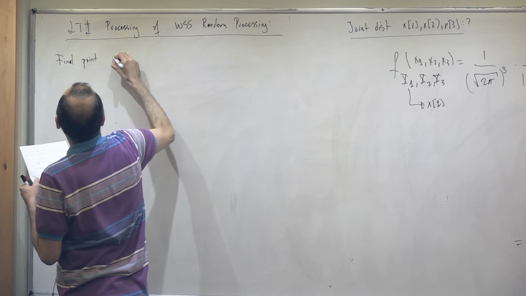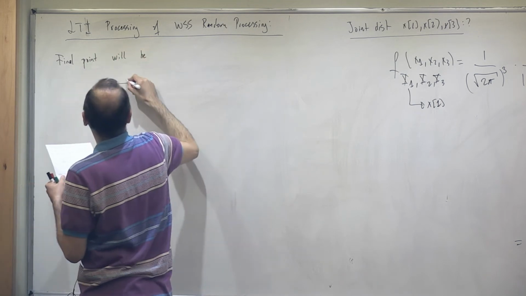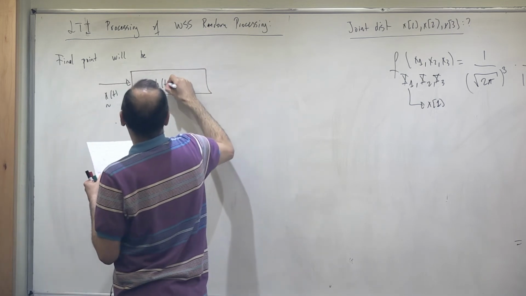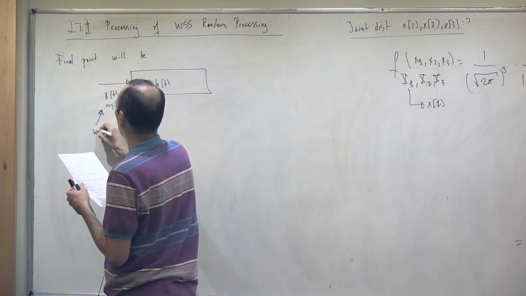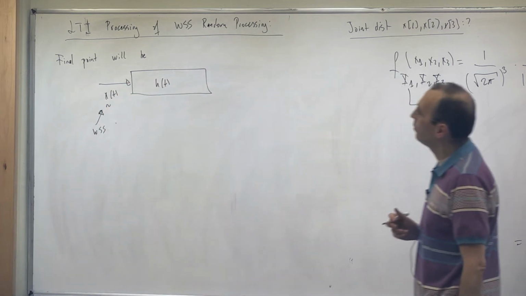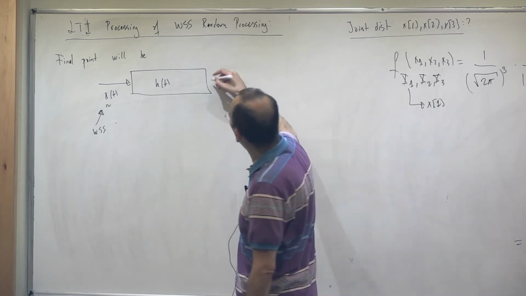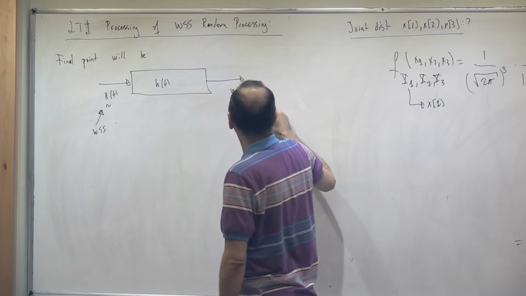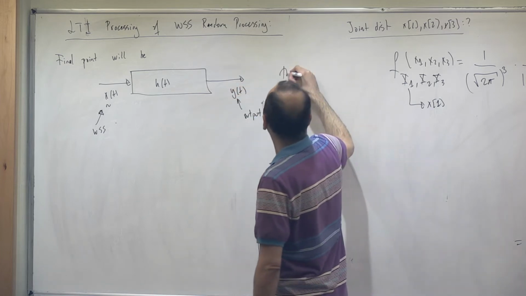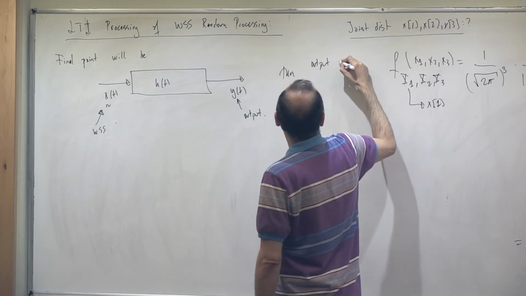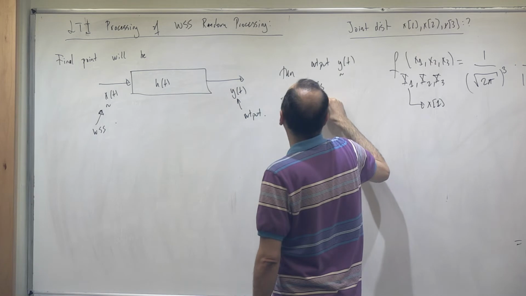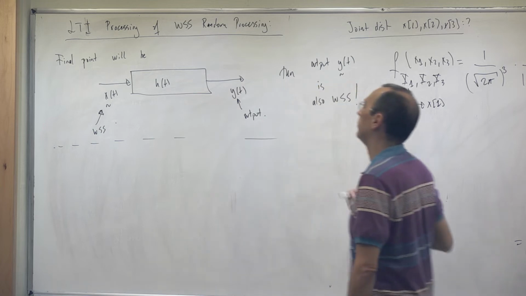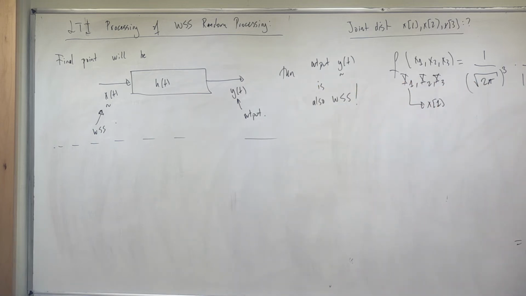My final point will be the following diagram. If x of t is wide-sense stationary, and I have an LTI filter with impulse response h of t, then let me call this y of t my output. Then the output process is also wide-sense stationary. This will be the point that we are trying to reach. So why is this important?